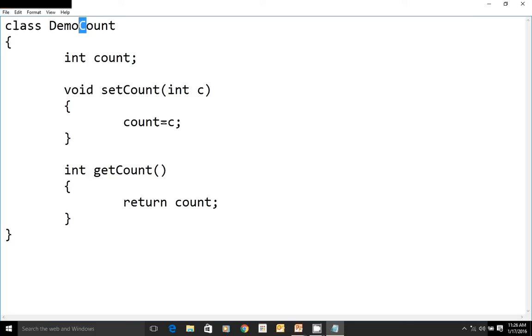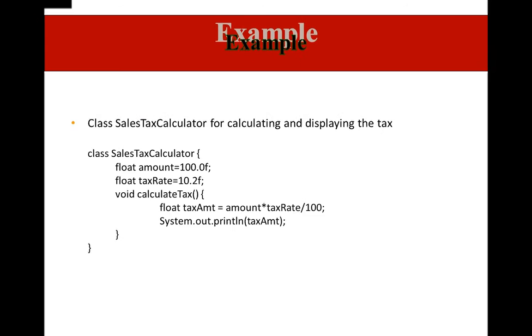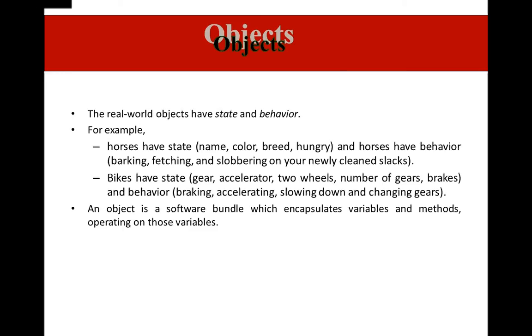Let's look at what an object is. When I say object, in the real world there are several objects, right? All these objects have their own states and behaviors. If you observe a horse, a dog, or even a bike, they have their own states and behaviors. In the bike, there is something like gear, accelerator, two wheels, number of gears, brakes. All these are the states of that particular object, and braking, accelerating, slowing down, changing gears are the behaviors of that object.